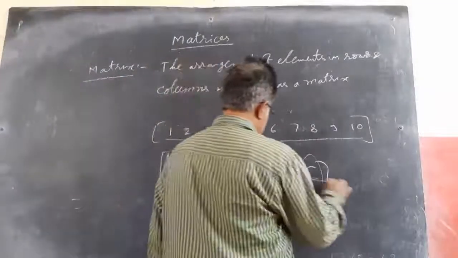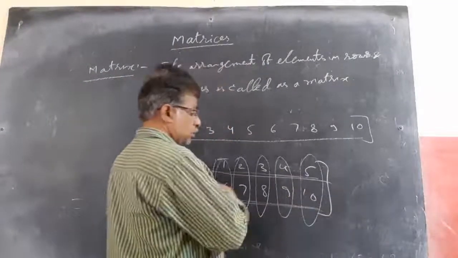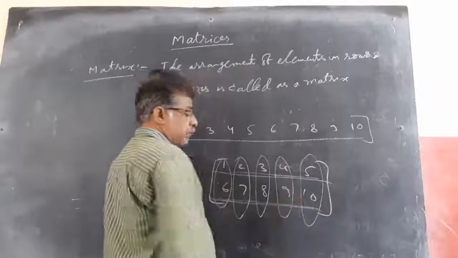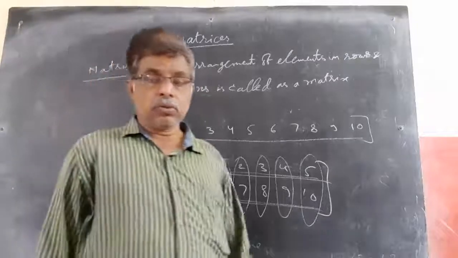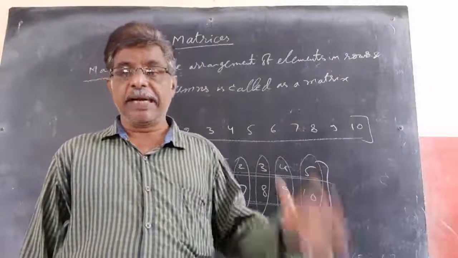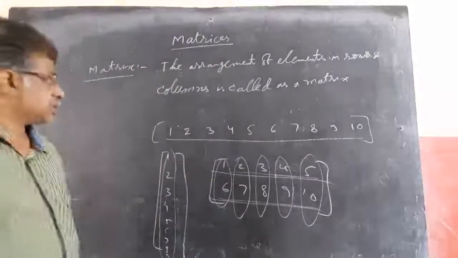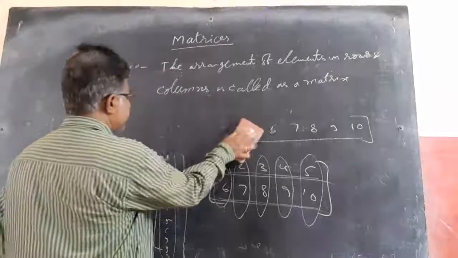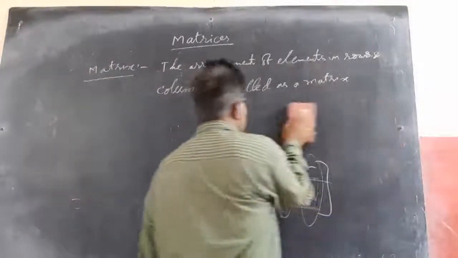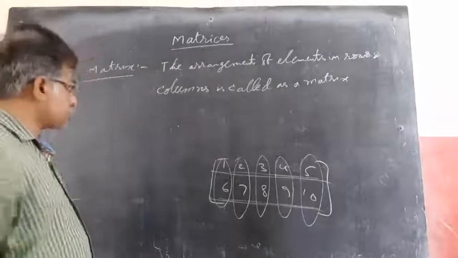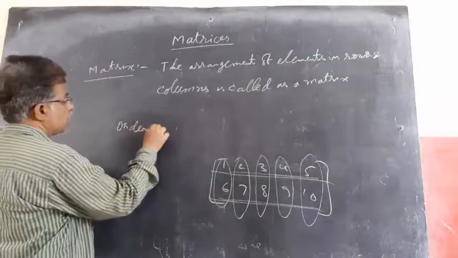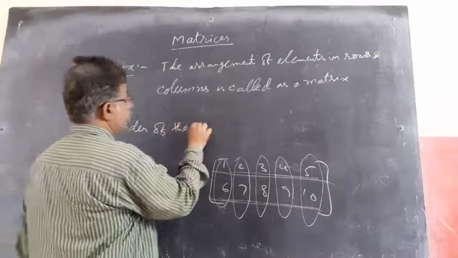Here there are 2 rows and 5 columns. So it is called the order of the matrix. First of all, the arrangement of elements in rows and columns is called a matrix. Next, the order of the matrix.